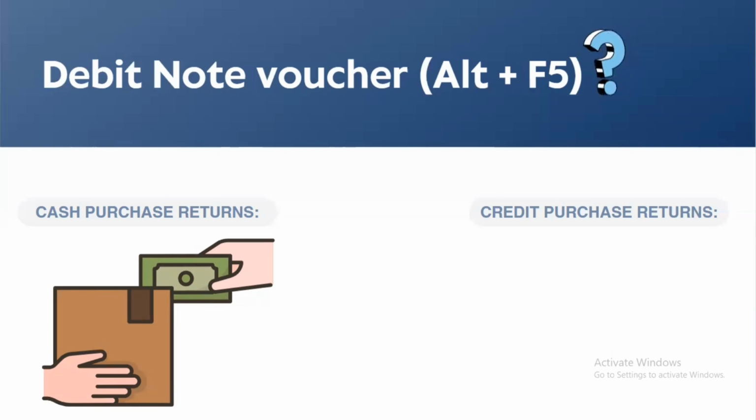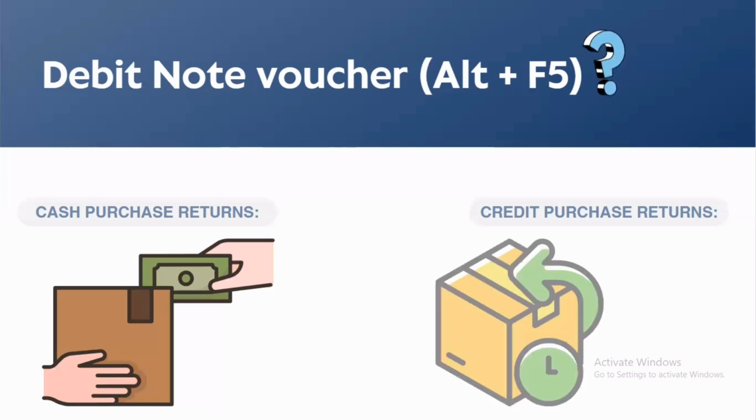And the entry for cash purchase returns is cash account debit to purchase account. Same, reverse the entry. If we purchased the goods for cash, the entry is purchase account debit to cash account. At the same time, we are returning the goods to the supplier. You need to reverse the entry, cash account debit to purchase account. Because cash is coming in, you need to debit the cash account and credit purchase account as purchase is a nominal account.